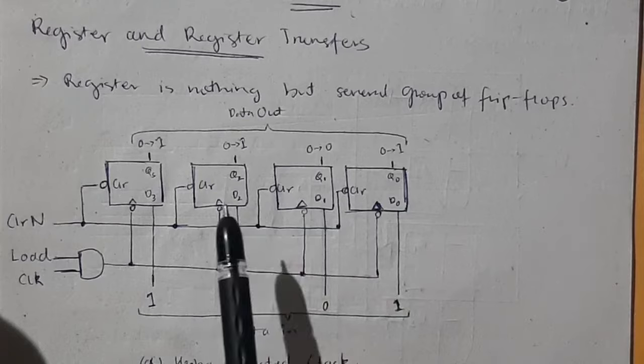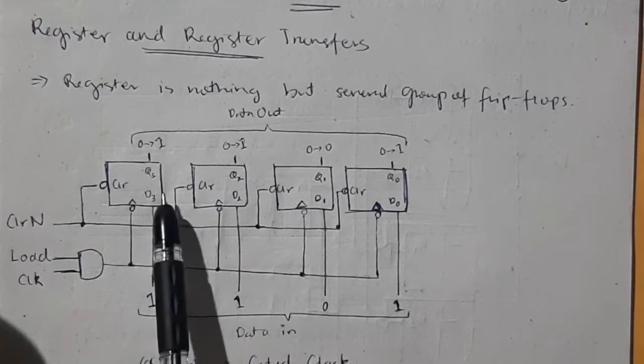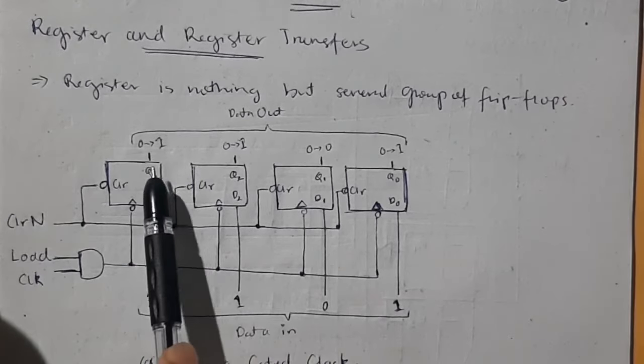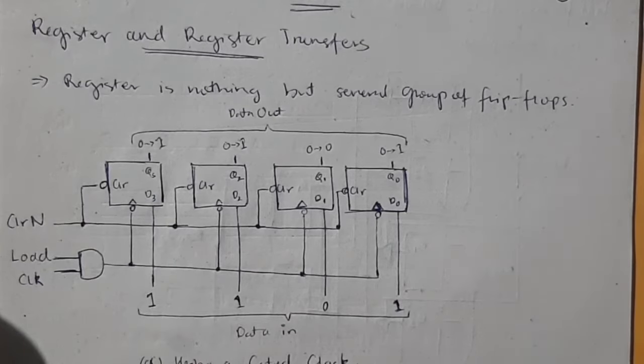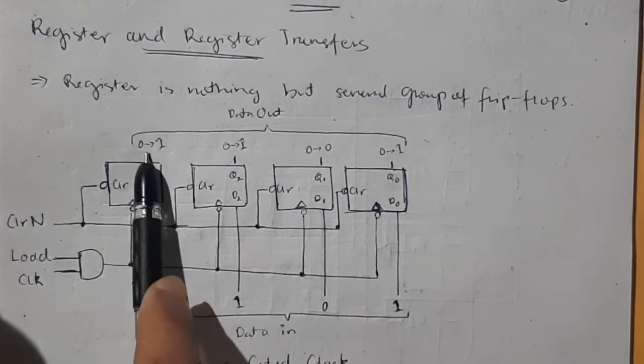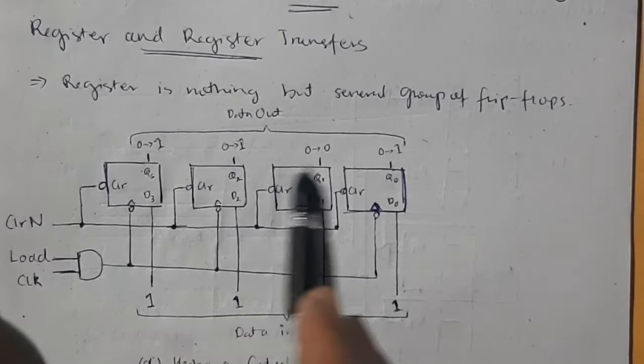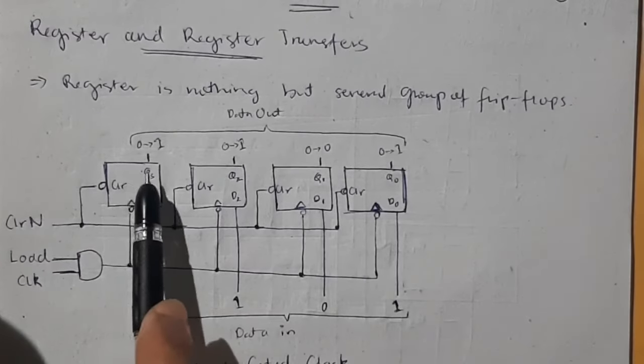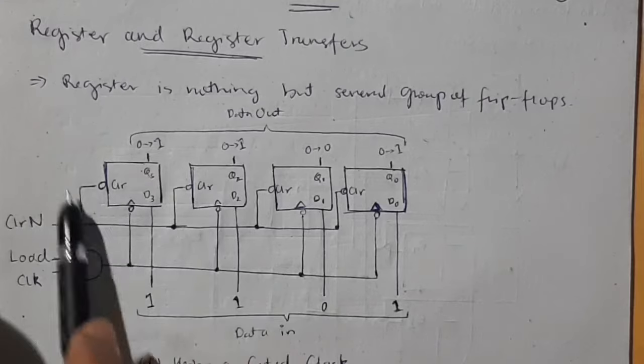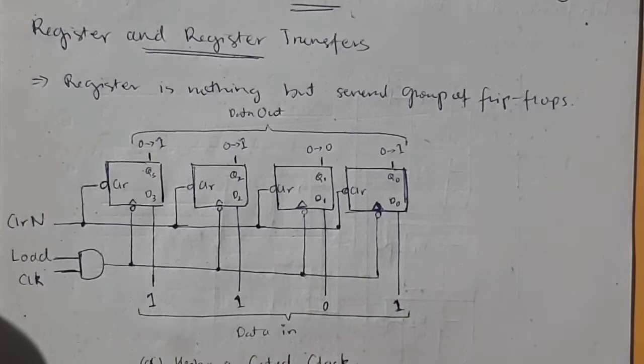So you know the working of D flip flop, right? In a D flip flop, whatever will be the value of D, that will be copied in Q. So in that form, whatever value I enter here, that will be copied here, Q, and it will be stored there. In a flip flop, the value gets stored, right? So that's the working of this register.